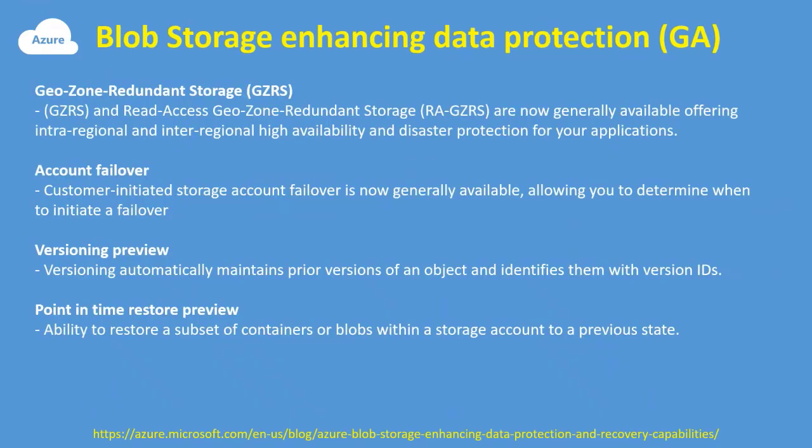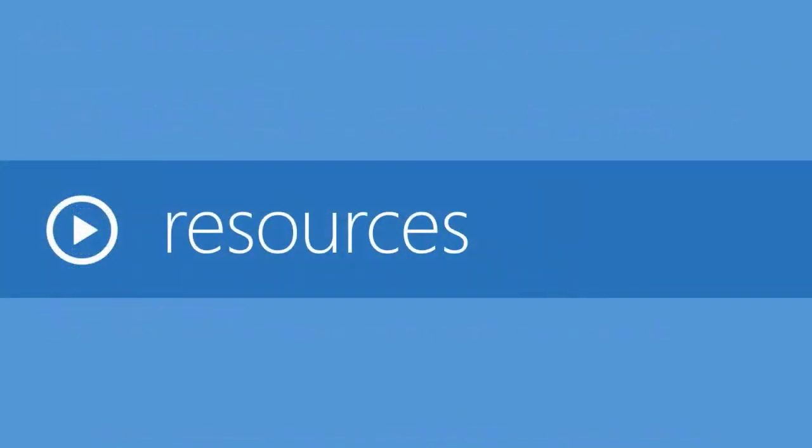Blob Storage, look, there's a bunch of things that dropped for Blob Storage. Geo-zone redundant storage, account failover where you can actually initiate the failover yourself, versioning on your blobs, and the ability to go back to different previous versions, and point-in-time restore. So that pretty much covers the few things I wanted to point out.